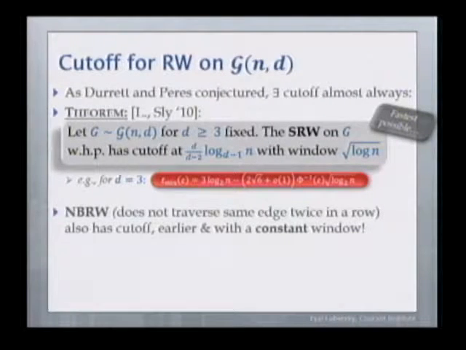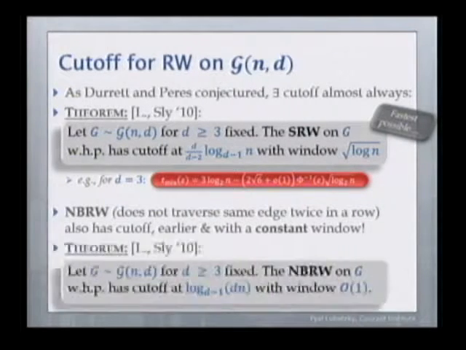A non-backtracking random walk, which does not go back on the same edge twice in a row, actually mixes faster. So this d over d minus 2 term is gone, and the window changes from root log n to order 1.